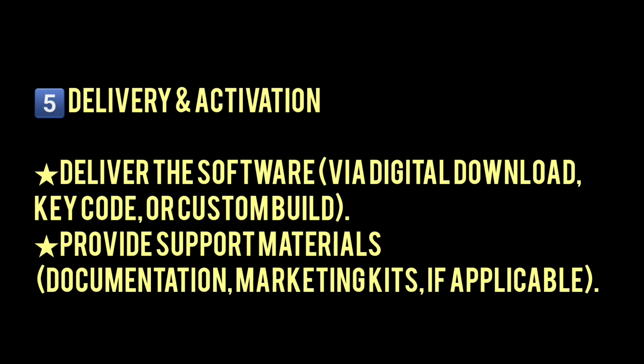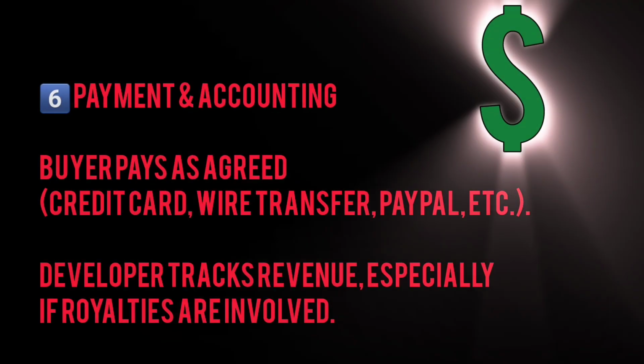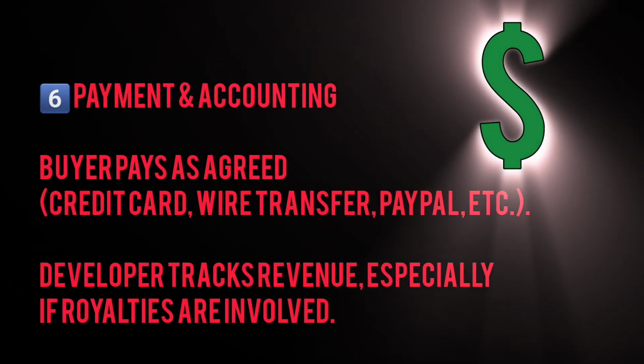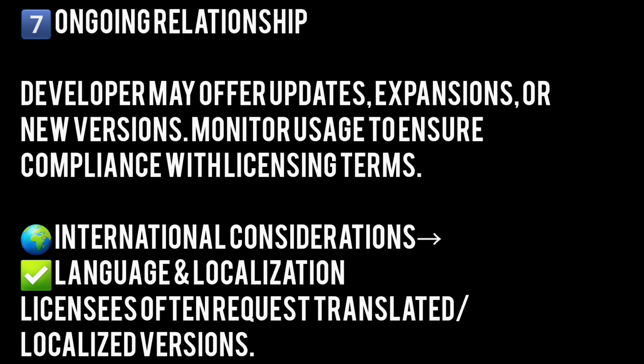Delivery and activation: deliver the software via digital download, key code, or custom build. Provide support materials, documentation, marketing kits, if applicable. Payment and accounting: buyer pays as agreed, credit card, wire transfer, PayPal, etc. Developer tracks revenue, especially if royalties are involved. Ongoing relationship: developer may offer updates, expansions, or new versions. Monitor usage to ensure compliance with licensing terms.